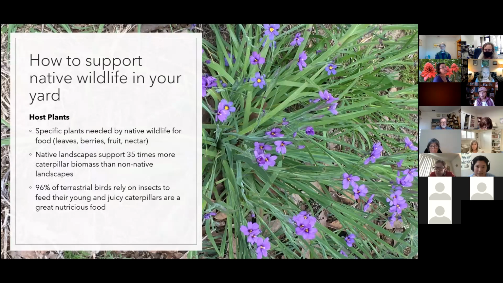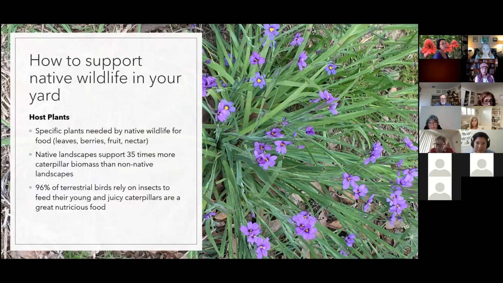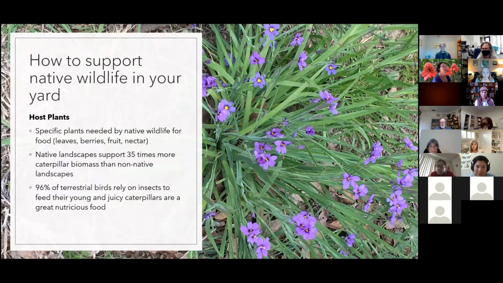So one important aspect is the host plants that support that wildlife. So host plants are specific plants that are needed by native wildlife for their food, for example. That can be the leaves or the berries or the fruit or the nectar, or it can also be a specific plant that provides shelter. And we know from extensive research on this that native landscapes provide a lot more, like up to 35 times more biomass of caterpillars, for example, than non-native landscapes. And that is simply because our native animals or native insects and butterflies are adapted to those native plants. So therefore, if you have those in your yard or your open space, they will come to that.